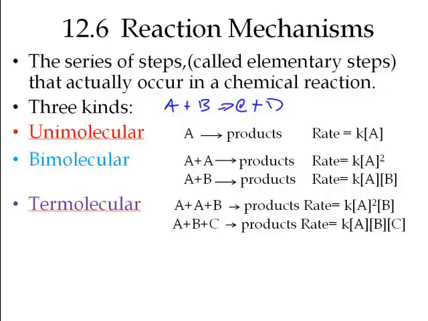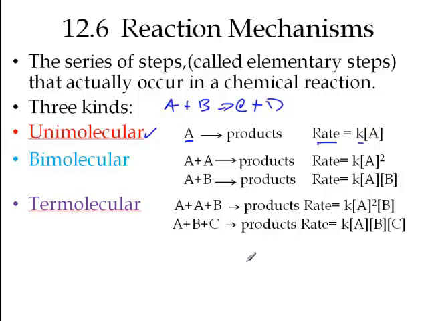So there's three kinds of steps that we're going to see. The first one is a unimolecular step, and that's where you get some kind of decomposition. So you get reactant A breaking up into products. And if we were to look at the rate law for that, you'd see that the rate equals k times the concentration. So this is a first order reaction.